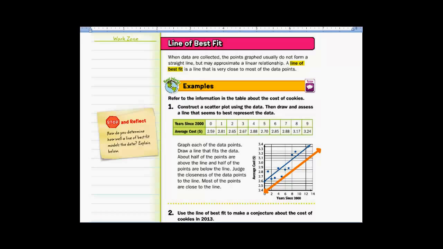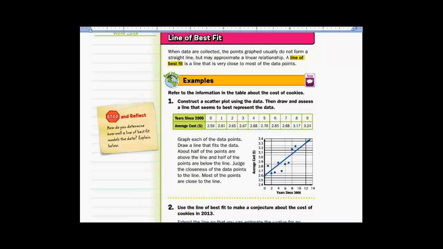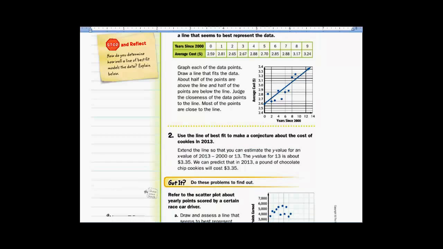So let me get that off of here, and let's go down and look at 2. Use the line of best fit to make a conjecture about the cost of cookies in 2013. We've talked about conjecture before, in a few lessons. Conjecture just means your forecast, your thought, your hypothesis about what the cookies cost in 2013. If you were to extend this line, lines go on in both directions forever, but in this case it would start at 0 and go in that direction forever.